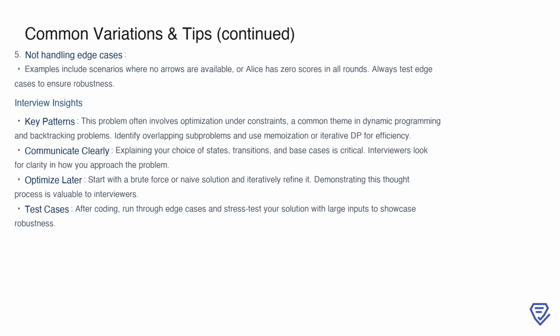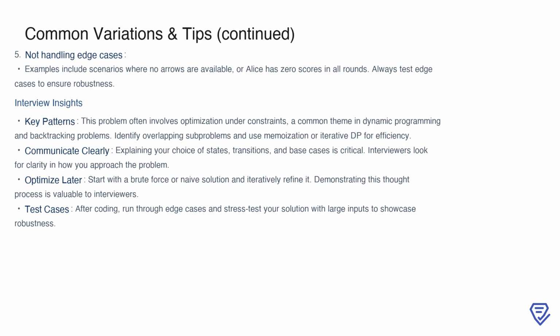To handle this problem effectively, it's important to account for edge cases. For example, consider scenarios where no arrows are available, or where Alice has 0 scores across all rounds. These edge cases can reveal weaknesses in your approach, so always test them to ensure robustness.